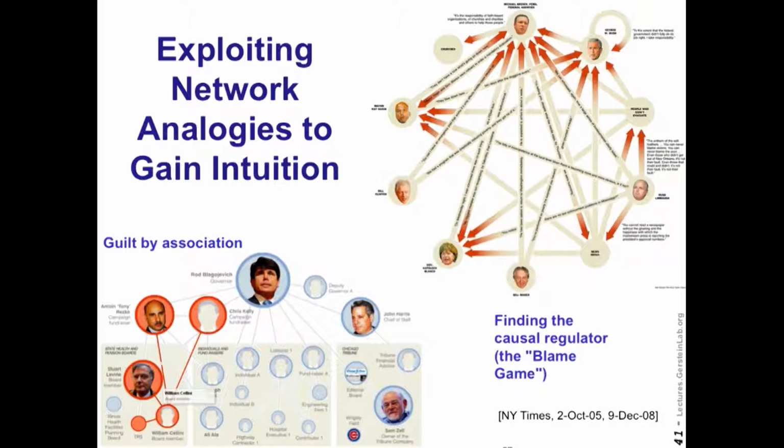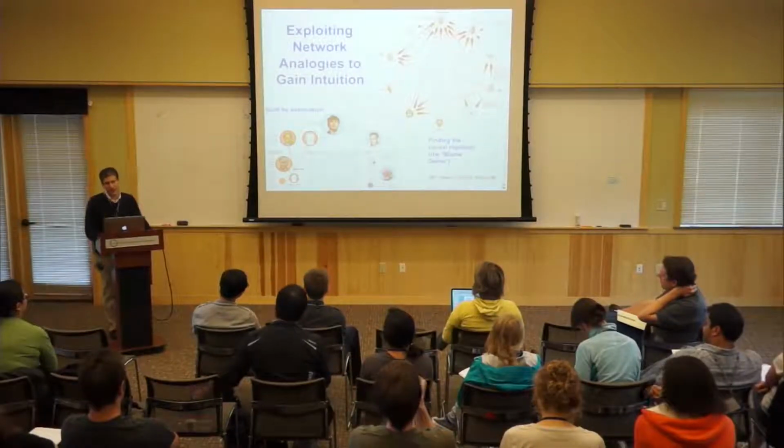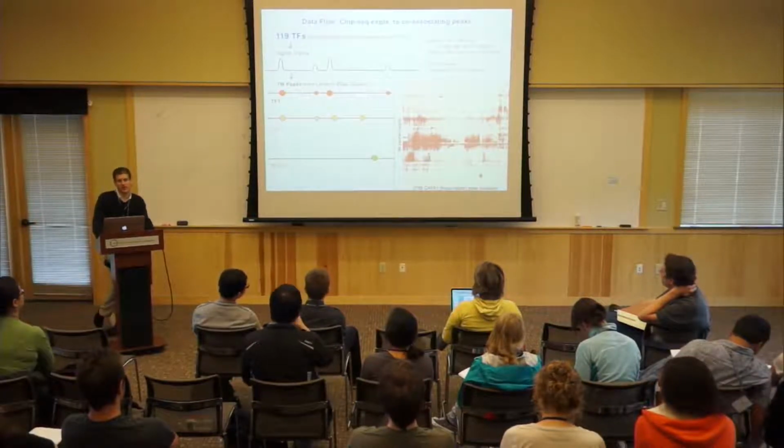And here's another one. This is a picture that also surfaced around the same time in the New York Times. This one is actually guilt by association. I don't know if you know who this guy is. He's someone who got in trouble. But the point is, what they did, and this is literally what they did, they made a picture of all of his connections, and then they started to look at guilt by association. That's kind of what we do in clustering analysis. So I'm going to come back to those analogies.